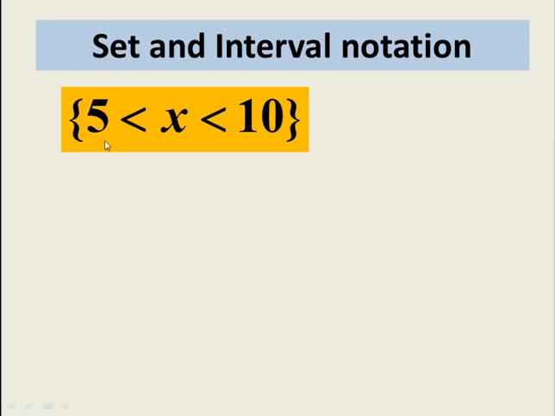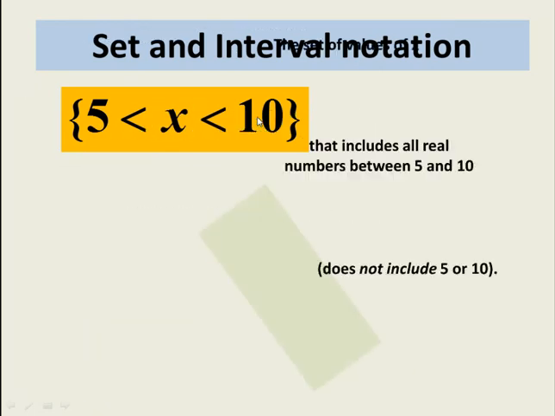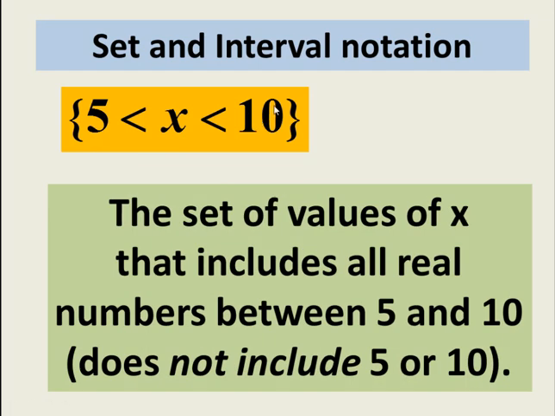So here we have a set, and it says the set of numbers. This is a statement that says the set of all values of x between 5 and 10. The set of values of x that include all real numbers between 5 and 10, but does not include 5 and 10. Now, this is the set way of annotating that. We can see we have set signs. We have the bottom number, we have the top number, and x is the numbers that are in between.